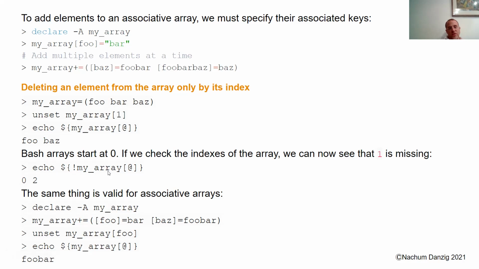Now the same thing is valid for associative arrays, where foo and bars are there. Notice here I use the plus equals. I didn't have to. I could have used the regular equals. And now I unset foo, and I only have bars, which is foo bar.